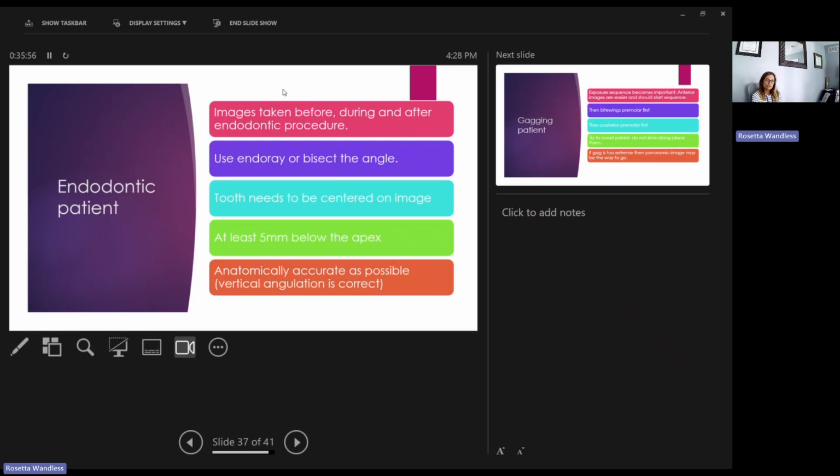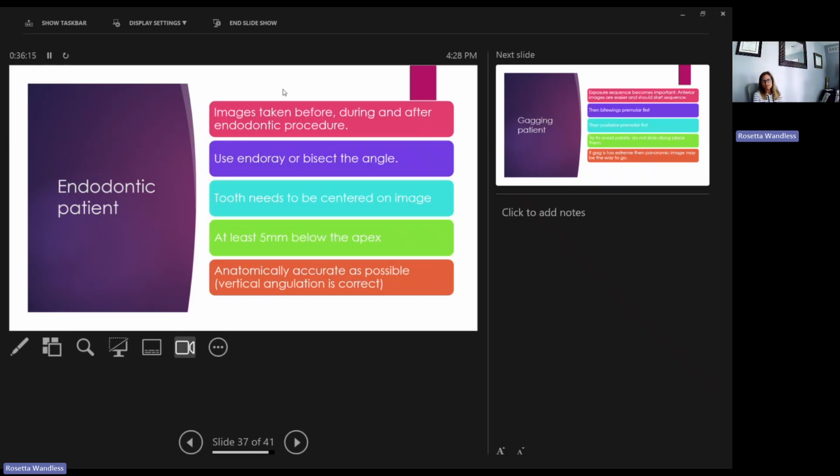We're either going to use an endoray, that is that gray XCP, which has a hole kind of in the center where the file will peek out so they don't bite on it, or we can use bisect the angle. Again, all rules apply to whichever process that you're using.